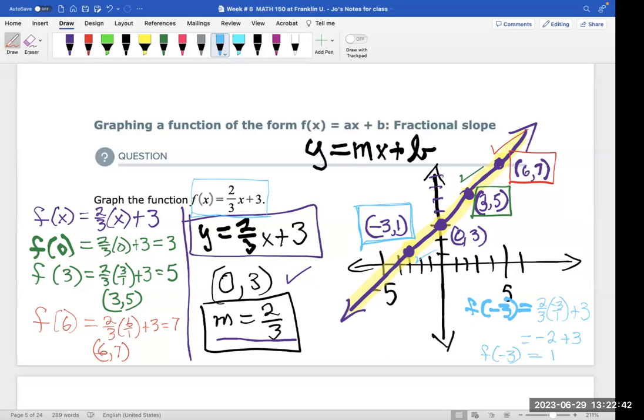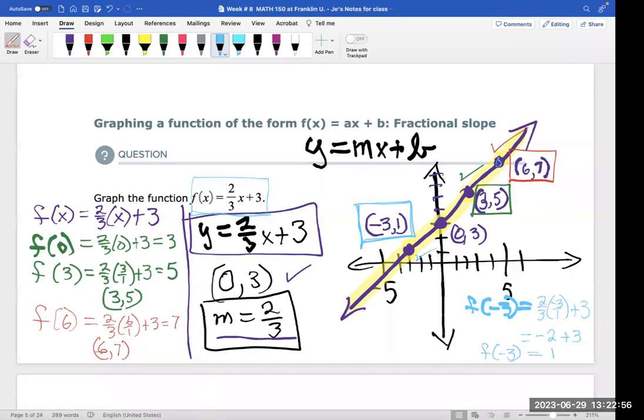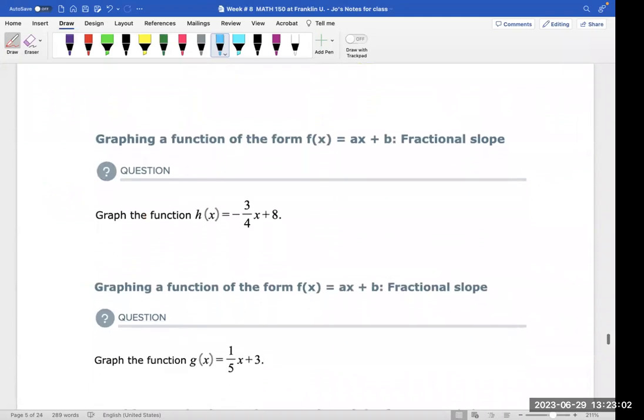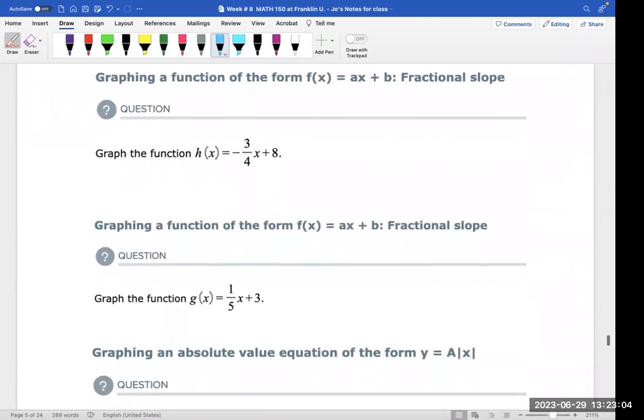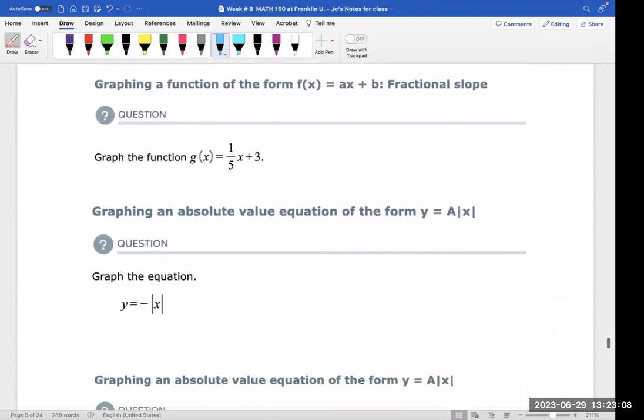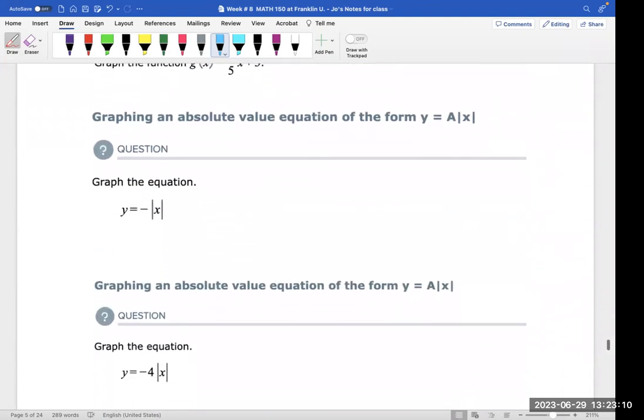Hopefully this is connecting and solidifying that the graph and the function are telling the same story. They're giving you all of the XY pairs that make the function true. They're giving you all of the XY pairs of numbers that are coordinate points that lie on the line. Graphing a function again with the fractional slope, same idea. Same idea. Graphing an absolute value equation.